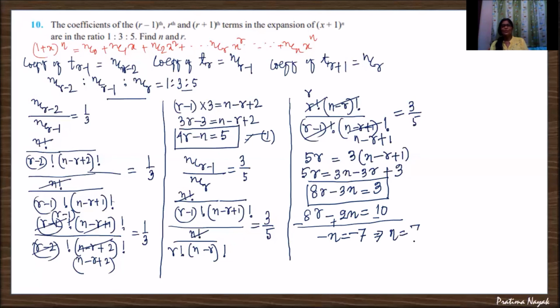Now put n = 7 in the first equation, so 4r = 12, or r = 3. So n = 7 and r = 3 is the solution of this question. So I hope you have learned. Try to do all other questions. We'll take one more session for miscellaneous exercise questions.